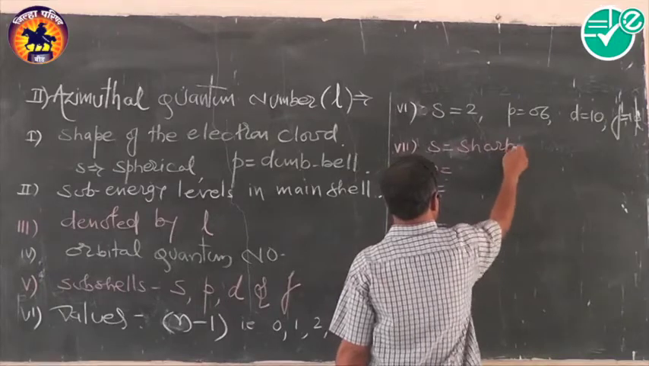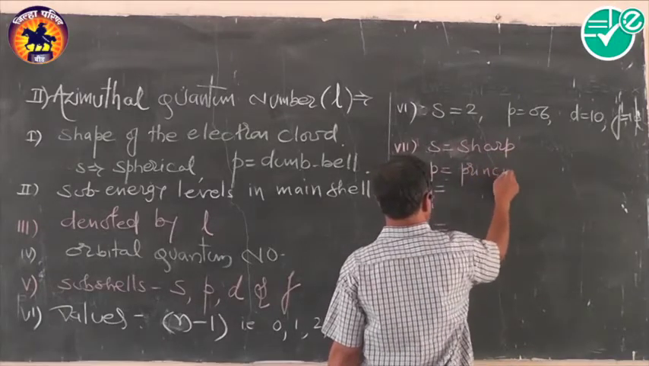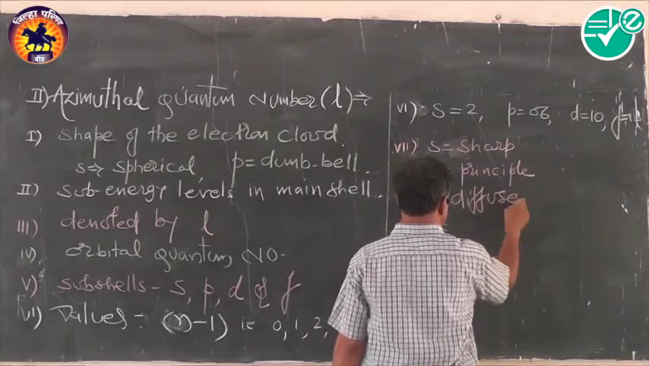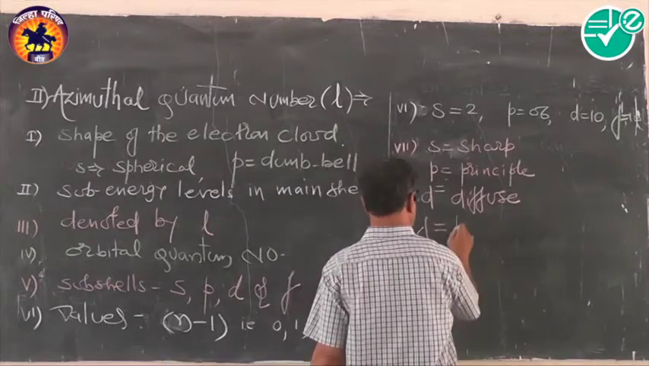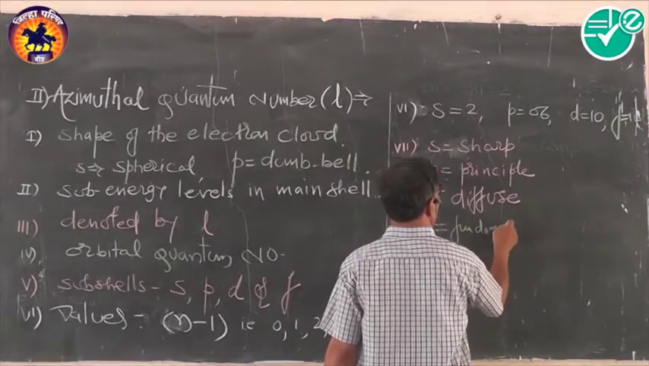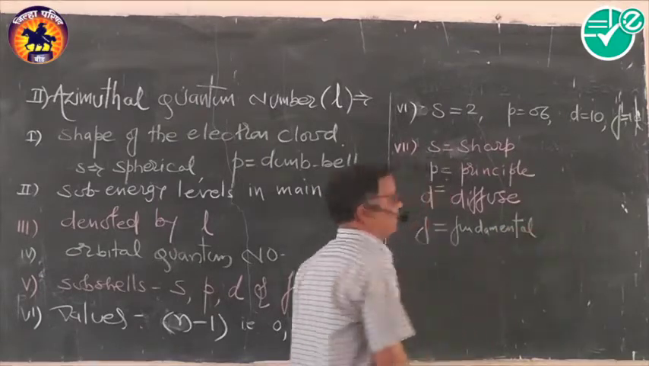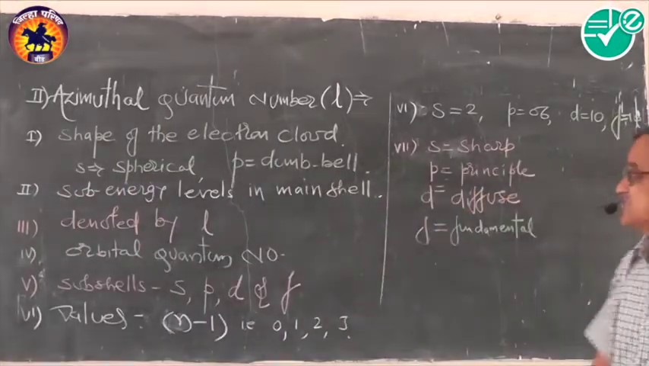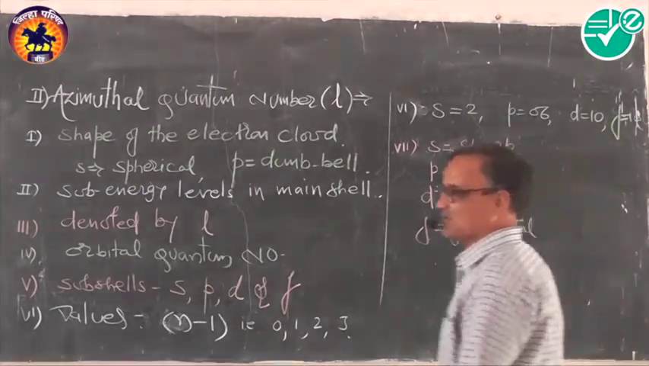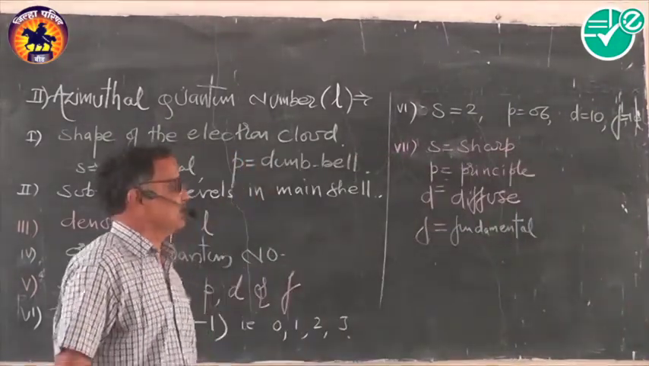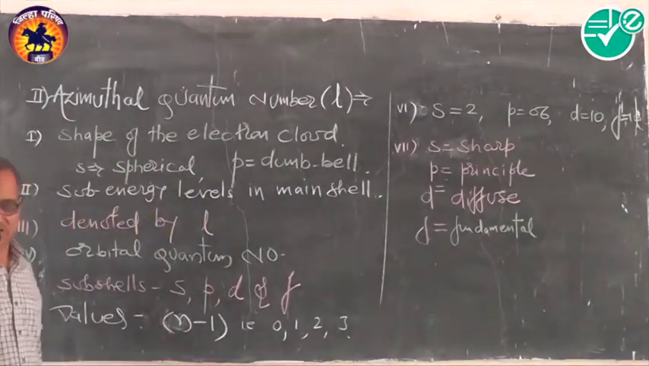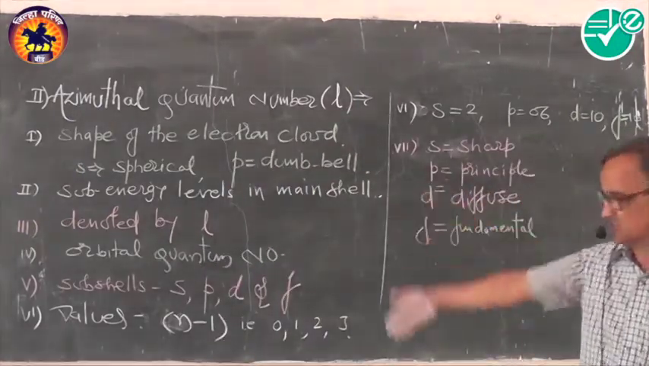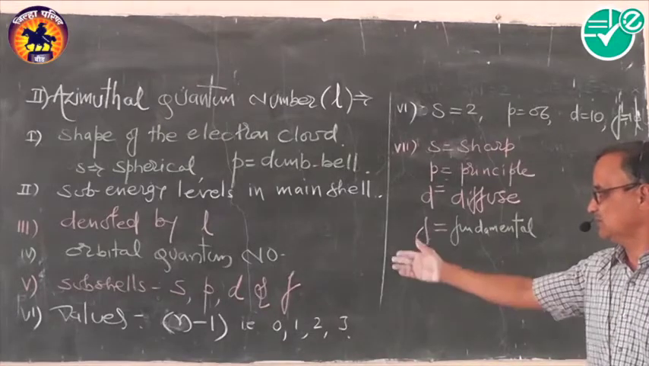Sharp, principle, diffuse, and the last one, that is fundamental. So this is a second quantum number that is called azimuthal quantum number, and this azimuthal quantum number is also called orbital quantum number. The reason why it is called orbital quantum number can be discussed below in the fourth point.